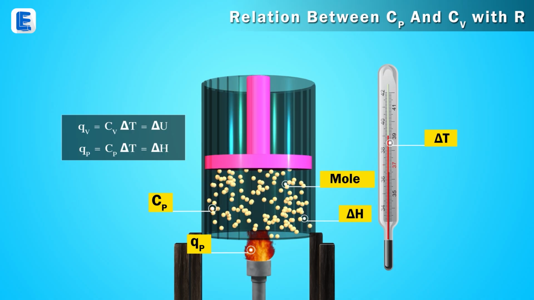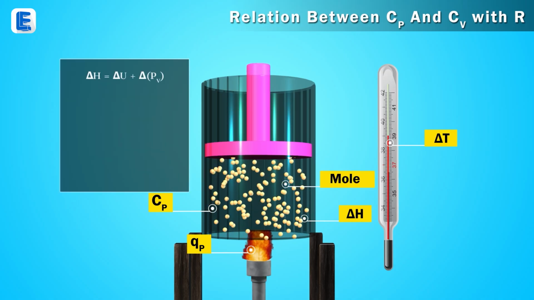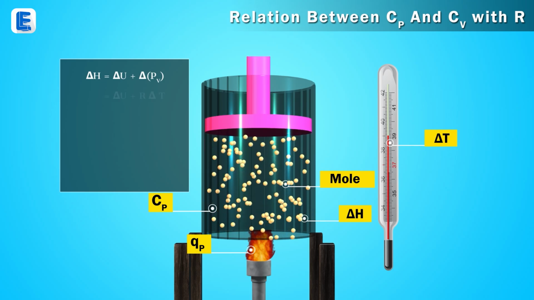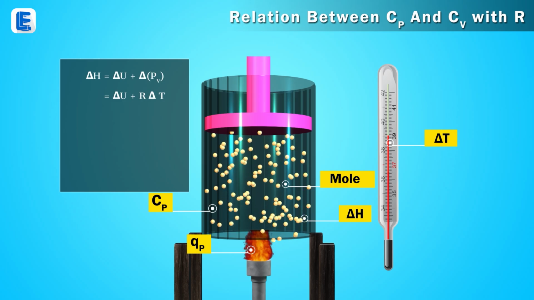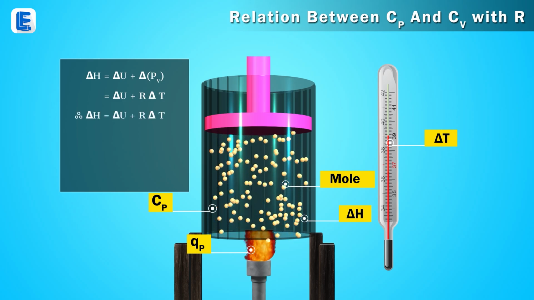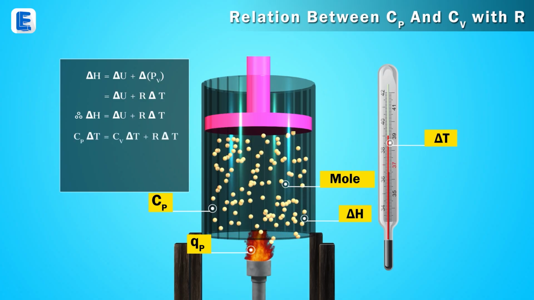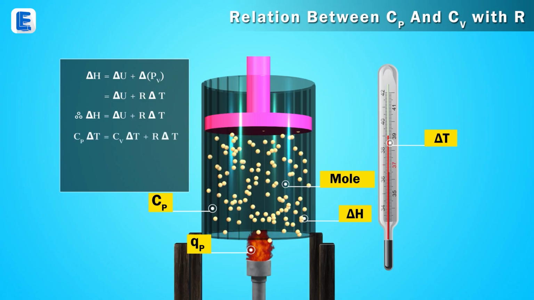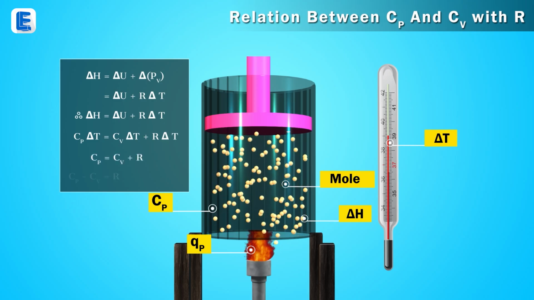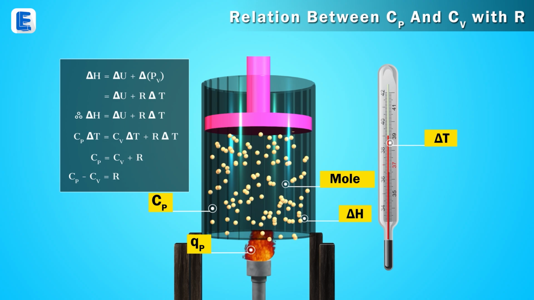For 1 mole ideal gas, delta H is equal to delta U plus delta (PV). That is equal to delta U plus R delta T. Therefore, delta H is equal to delta U plus R delta T. Cp delta T is equal to Cv delta T plus R delta T. Cp is equal to Cv plus R. Cp minus Cv is equal to R.